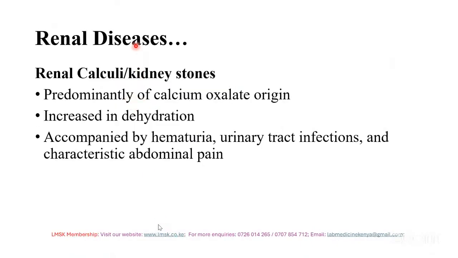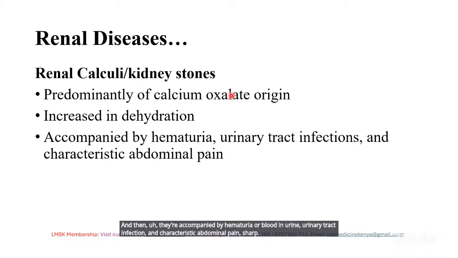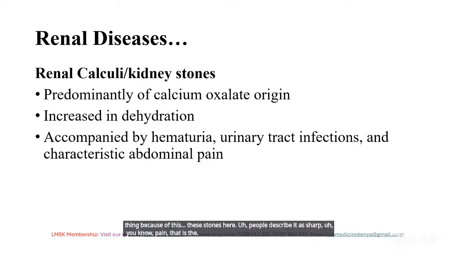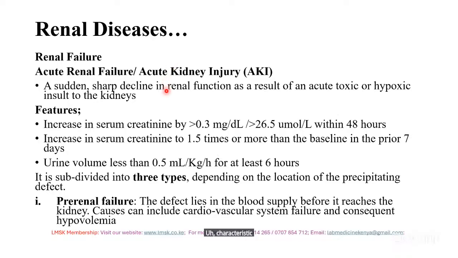And then renal diseases, of course, we have also renal calculi or kidney stones, which are most commonly composed predominantly of calcium oxalate, and then they increase in dehydration. So dehydration is a risk factor. And then they're accompanied by hematuria or blood in urine, urinary tract infection, and characteristic abdominal pain, sharp pain because of these stones. People describe it as sharp pain that is characteristic of renal calculi or kidney stones.